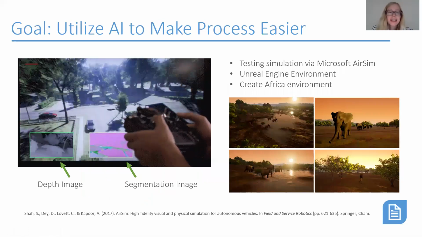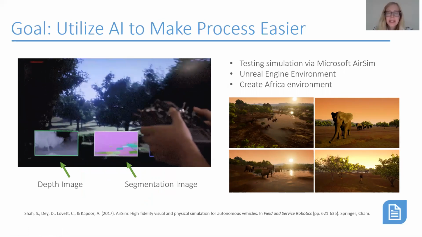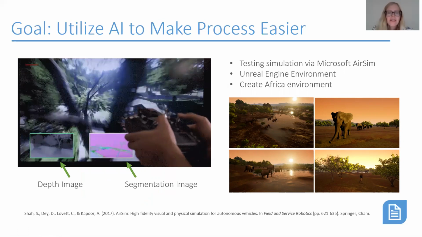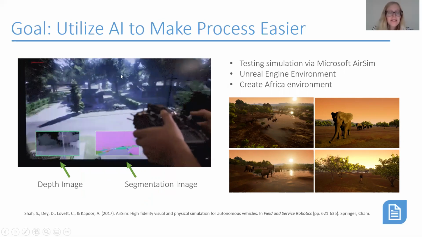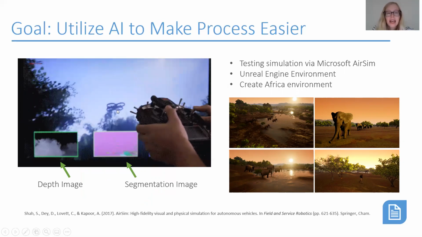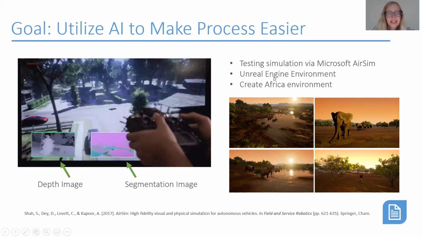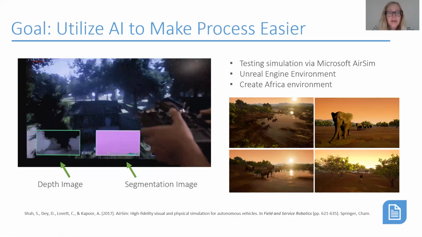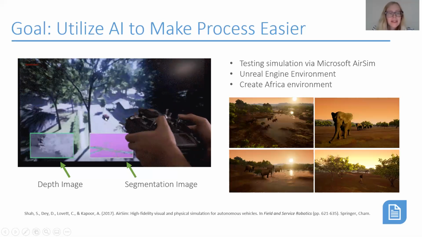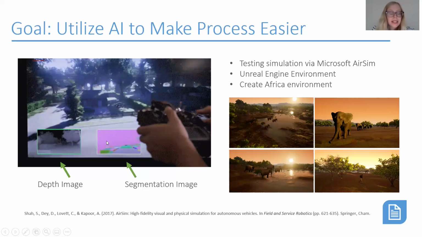So to try to help this process, we also did some testing in simulation with a tool called Microsoft AirSim. A video of that is shown here on the left. Someone is actually flying a drone around a basically video game environment, in particular an Unreal Engine environment, which you may have heard of from Fortnite, for example. We're flying this drone around in this environment, and we're getting images as we go that show us what the drone is seeing.